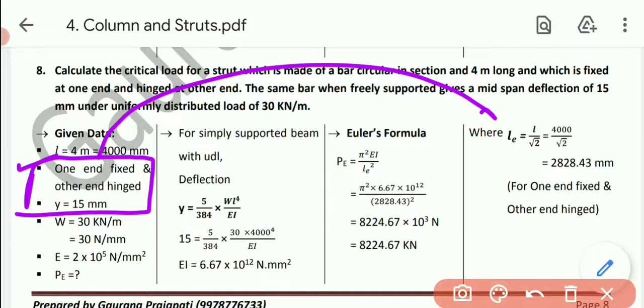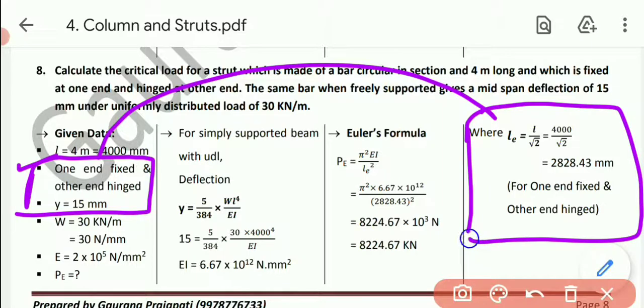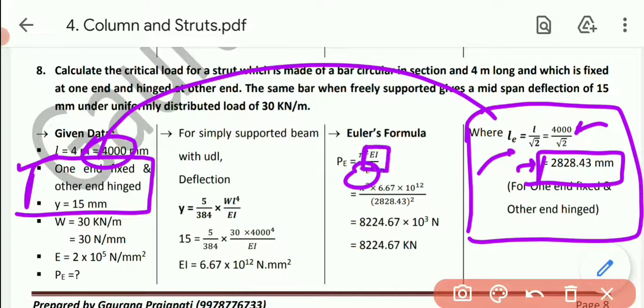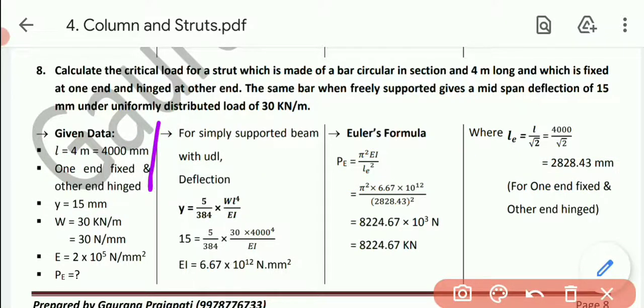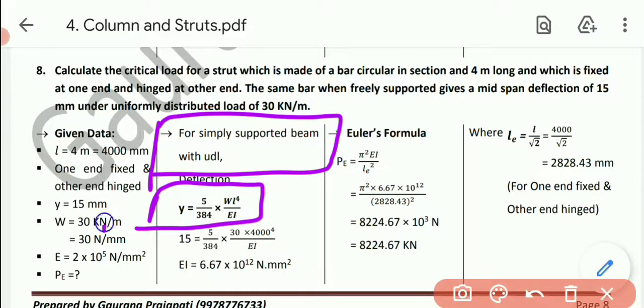So for that, first of all calculate LE, that is LE equals L by root 2. L is 4 meter, means 4000 mm, 4000 divided by root 2. So ultimately I will get LE as 2828.43 mm. So the first problem regarding LE is solved. Now I need EI. As we did in the previous example, we will do the same thing over here. For a simply supported beam with UDL, the equation of the deflection is y equals 5 by 384 into WL raised to 4 by EI.